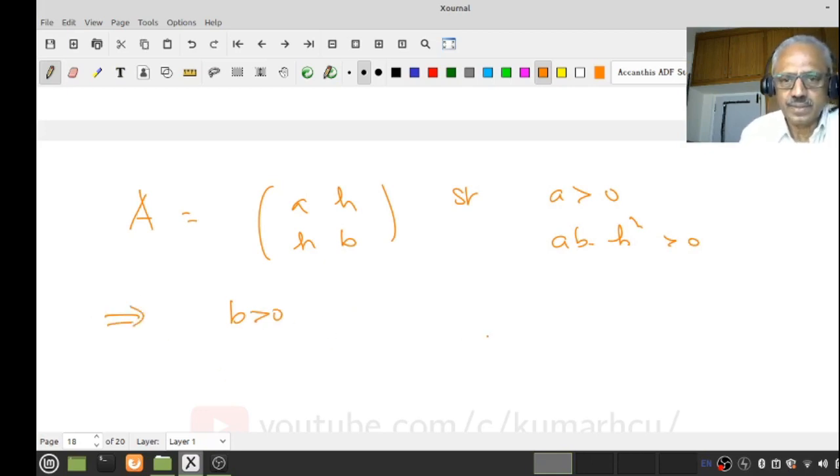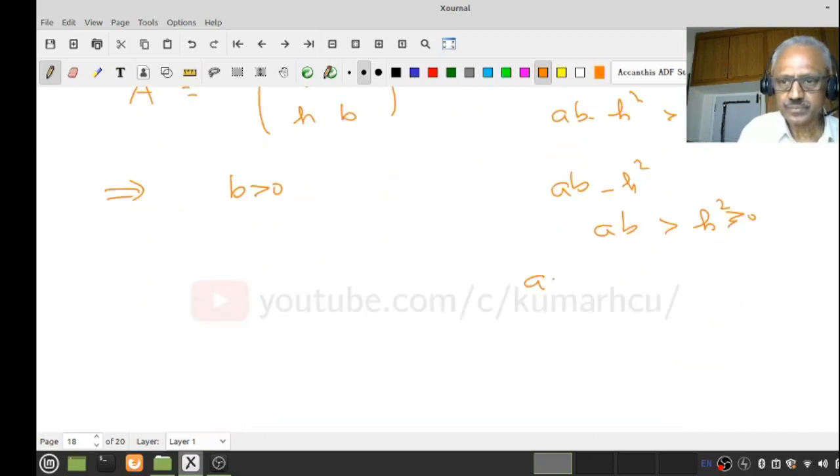Why? Do you understand this? Now look at AB minus H squared. This is positive. That means AB is greater than H squared, and H squared is greater than or equal to 0. That means AB is positive. But I already know A is positive. Therefore, B must be positive.